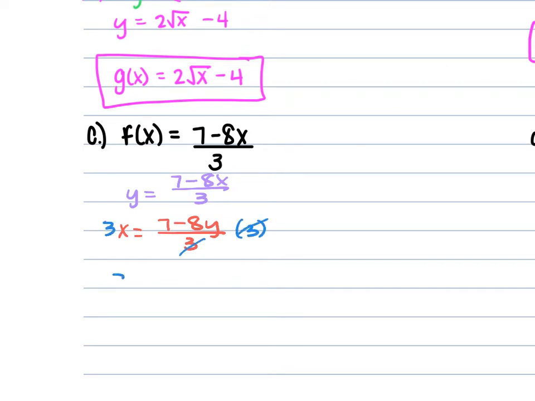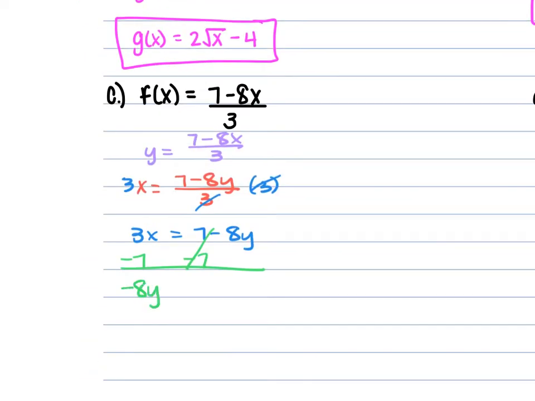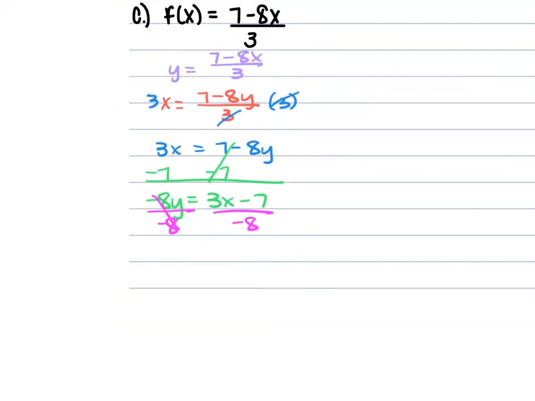We're going to have 3x is equal to 7 minus 8y. We are moving the 7 over by subtracting it. So we have negative 8y is equal to 3x minus 7. And then we divide each side by negative 8. And we are left with y is equal to (negative 3x plus 7) all over 8, which is the same thing as g of x is equal to (negative 3x plus 7) all over 8.